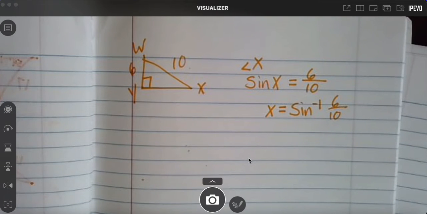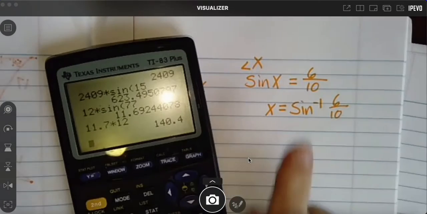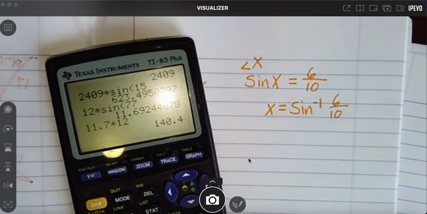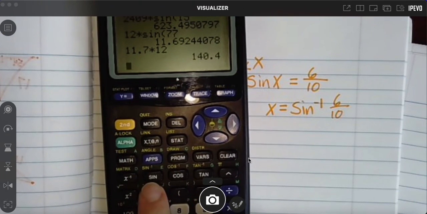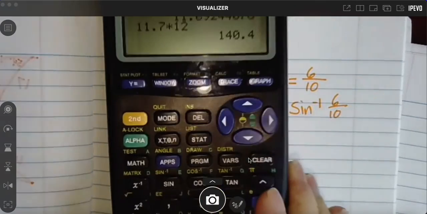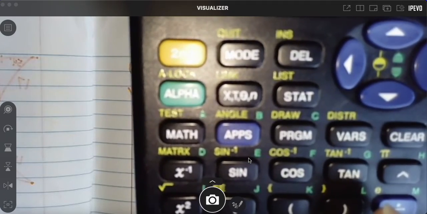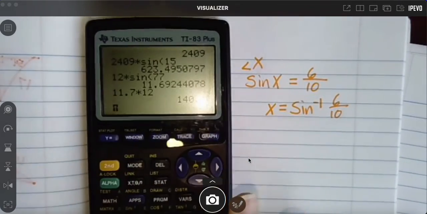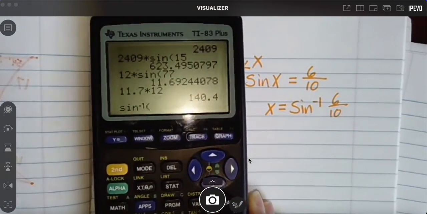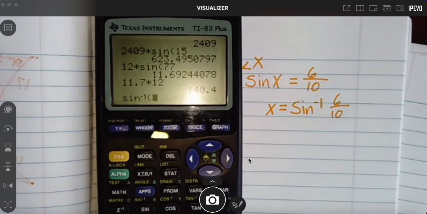That's a calculator button. Anytime you're looking for your angle, the sine inverse is the same button as the sine. See the little yellow button above it? On the sine inverse, you see that little yellow button above sine? So press second sine, that's sine inverse, and then type in your ratio, 6 over 10.